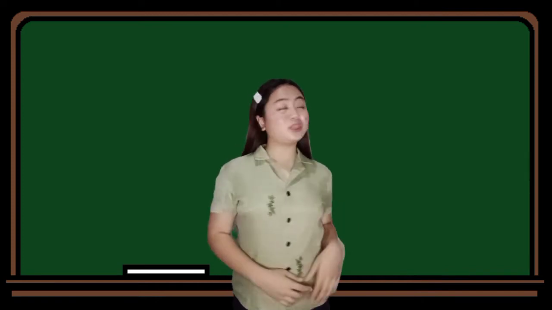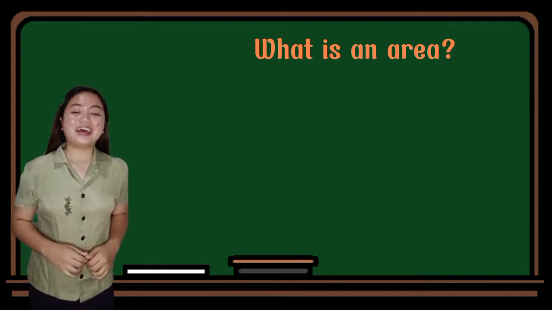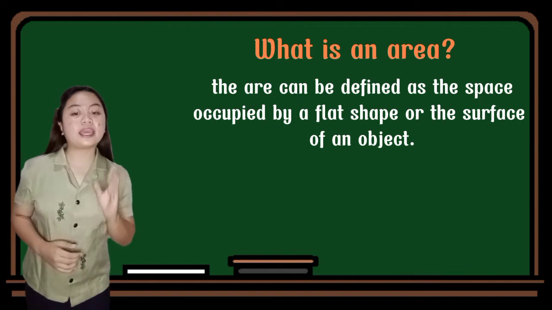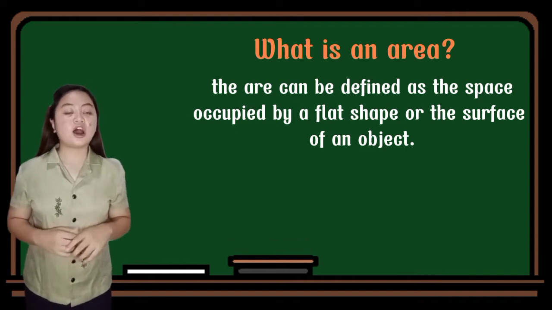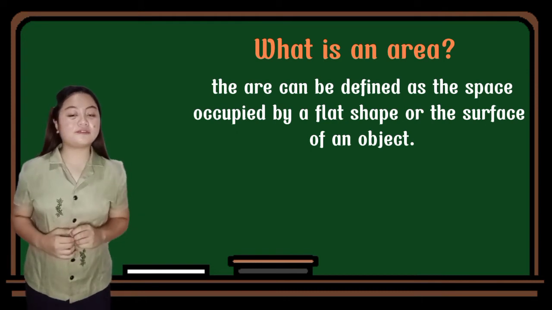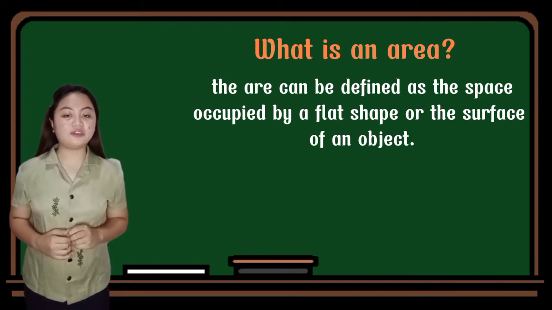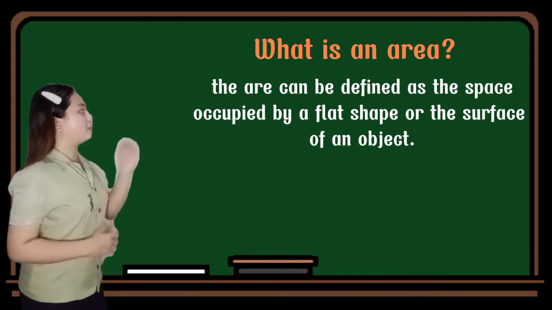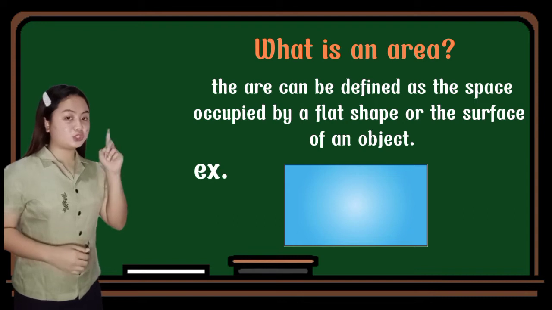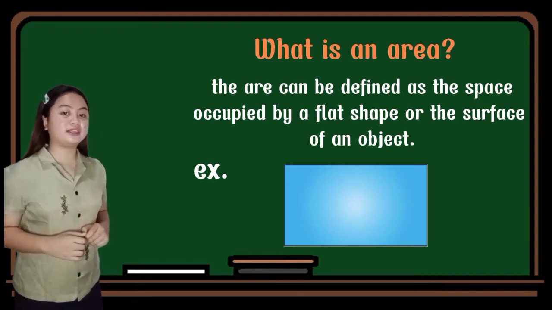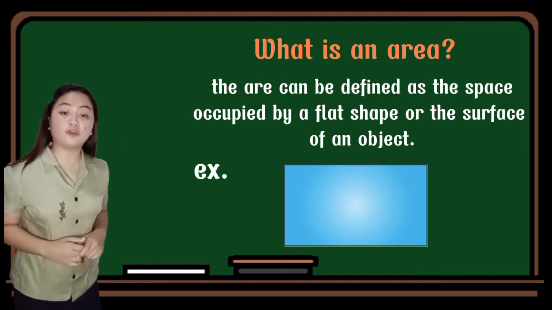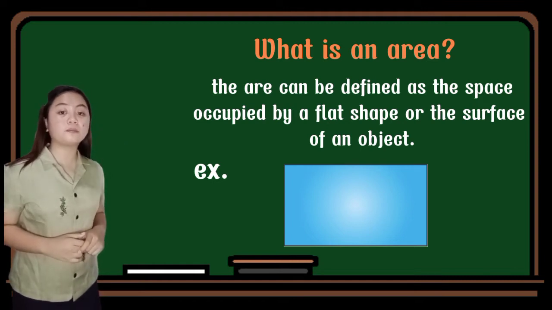First, let's define what an area is. The area can be defined as the space occupied by a flat shape or the surface of an object. The area is the number of square units inside a figure. Like for example, the blue color is the area. And to know how to find this area, first, you need to know the formulas for finding the area of basic shapes.